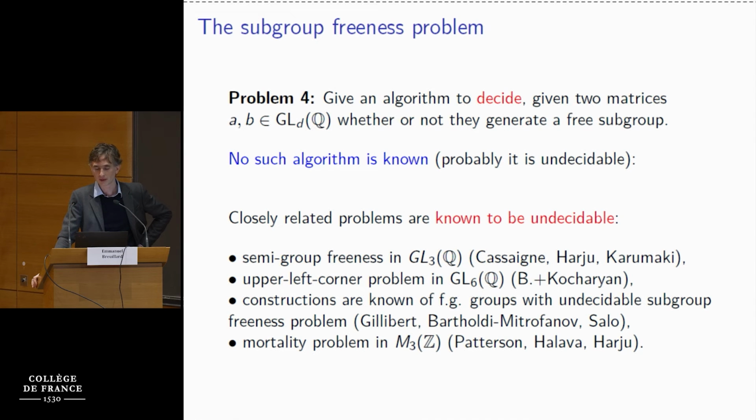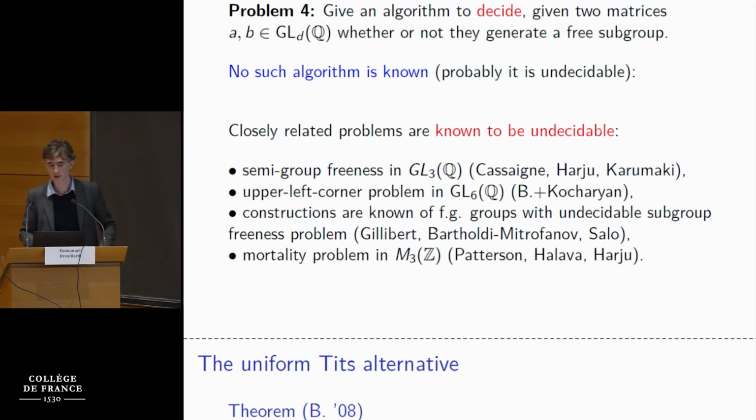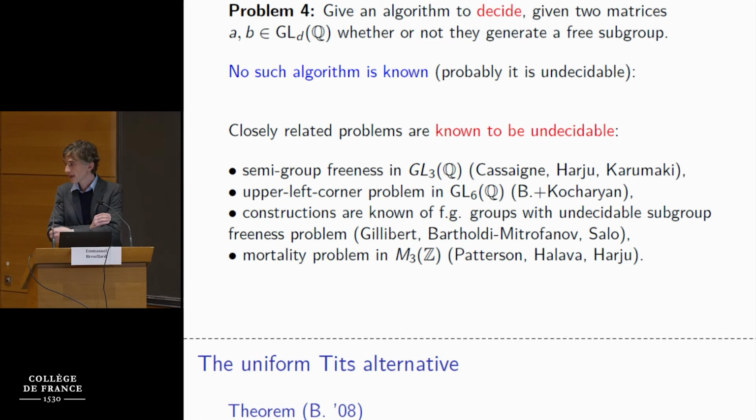The reason is that there are several problems that are known to be undecidable and are closely related. One of them is the so-called semigroup freeness problem. It's the same problem but for free semigroups. You give me two matrices in GL3Q, and you ask me, do they generate a free semigroup? Semigroup means I don't take inverses here, just take products. This is undecidable, and it was shown by these people.